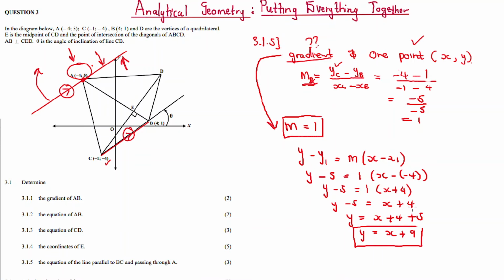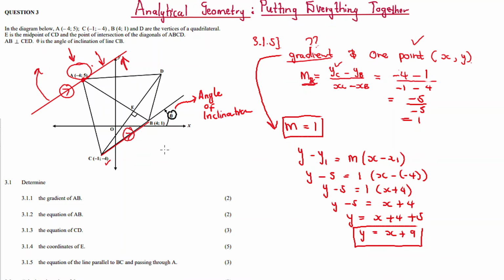Okay, let's wrap it up with 3.2. So 3.2, another special case question where it talks about the value of theta. What do we call this angle? Unfortunately, you are not here to answer this question. It's the angle of inclination. It's what we refer to as the angle of inclination. So that is what we are going to calculate.